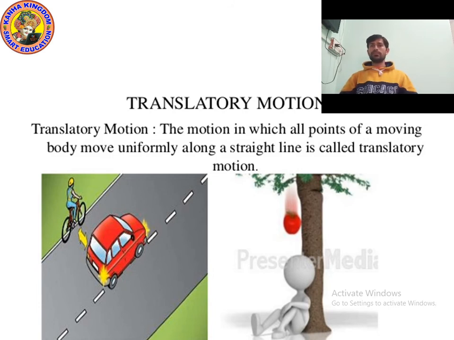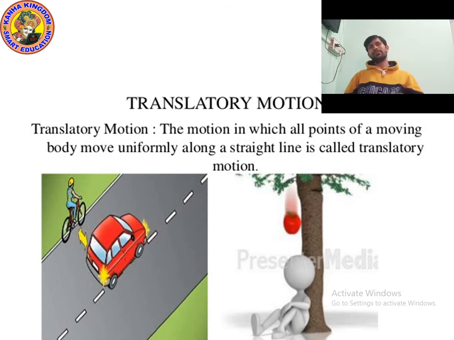If something is moving, it should move uniformly. If anything is traveling, it should travel equally. It means it should travel equal distance in equal interval of time. That is the meaning. So what is translatory motion? The motion in which all points of a moving body move uniformly along a straight line is called translatory motion.